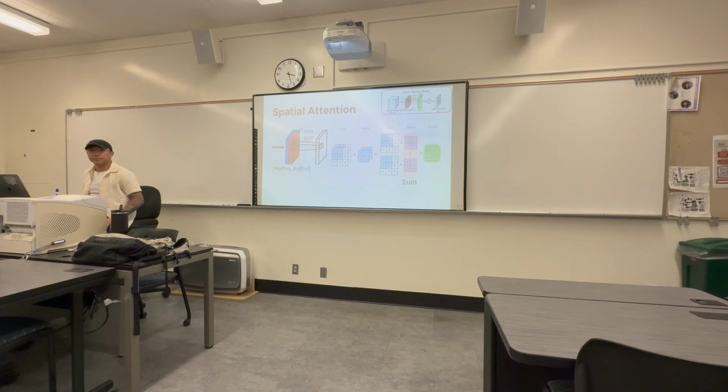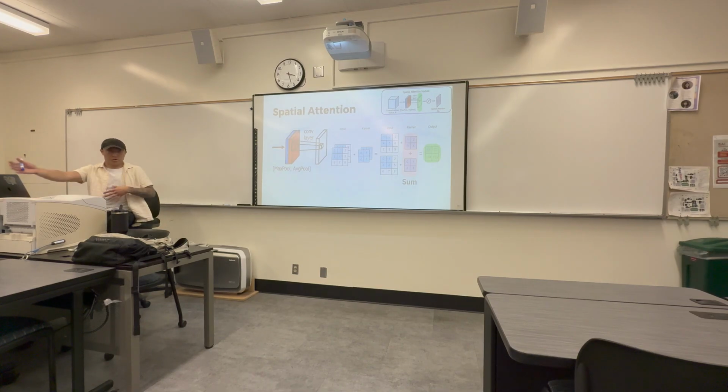Why do we want to move from 2 to 1? The reason we want to get 2 to 1 is because we just want to have one matrix that contains all the information about the important spatial locations of the entire input feature. Right.